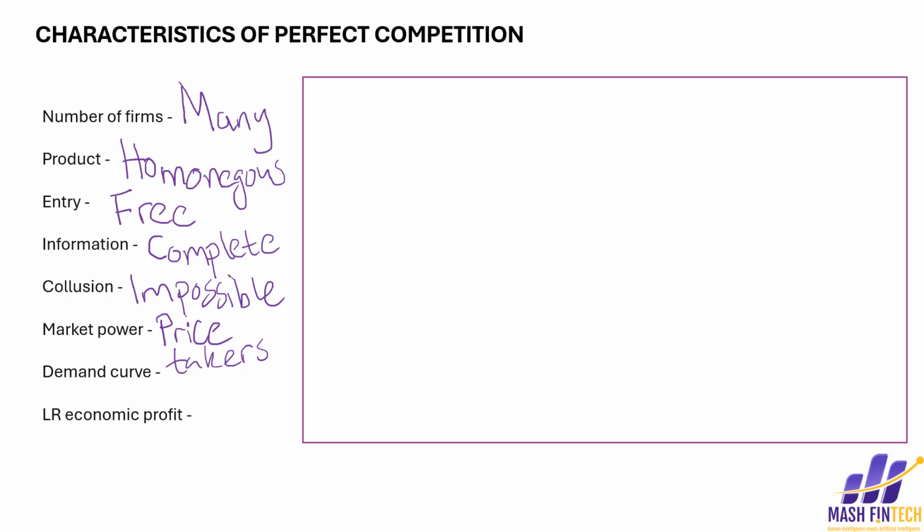The demand curve for the firms is horizontal. I'm going to explain this in detail just now. But the demand curve for each firm is horizontal. And the profit that they make in the long run, the economic profit for these firms in the long run is zero. They make zero economic profit in the long run.